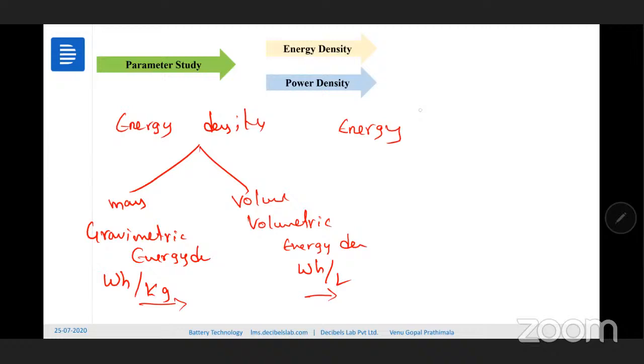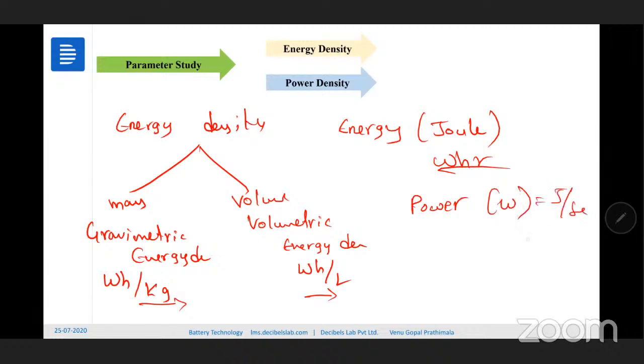Okay. So then the unit of this will be joule, or it can be a watt second or watt hour. So that represents the energy, but the power is the amount of energy that is present at a particular point of time. Power is denoted in terms of watts, or it can be joule per second. So this can be represented as joule per second or watts.